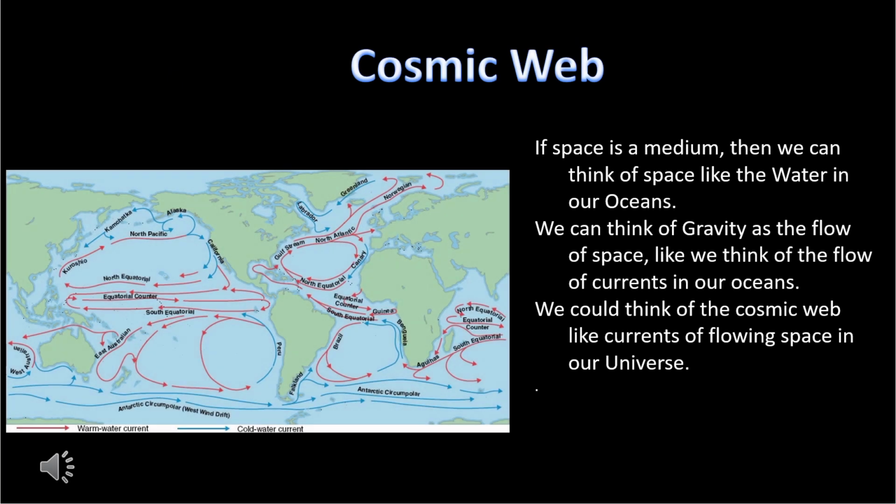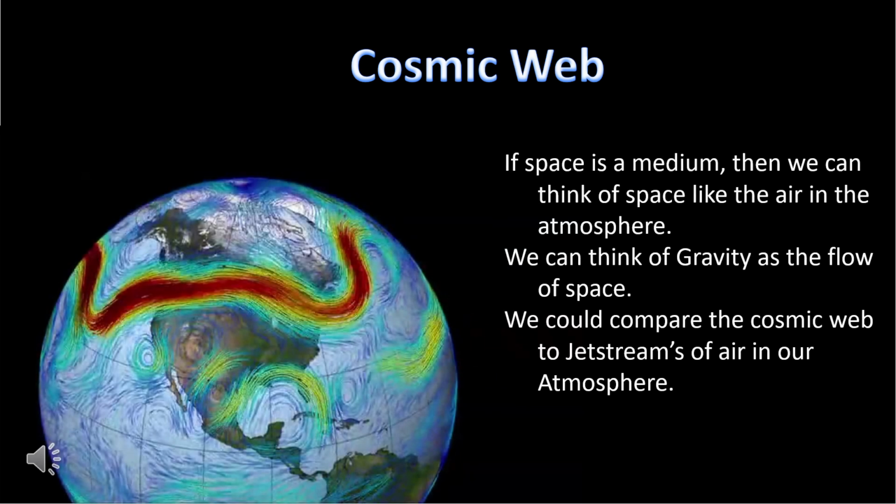If we think of space as a medium, then we can think of space like the water in our oceans. We can think of gravity as the flow of space, like we think of the flow of currents in our oceans. We could think of the cosmic web like currents of flowing space in our universe. If space is a medium, then we can think of space like the air in our atmosphere. We can think of gravity as the flow of space, and we can compare the cosmic web to jet streams or air currents in our air and the atmosphere.